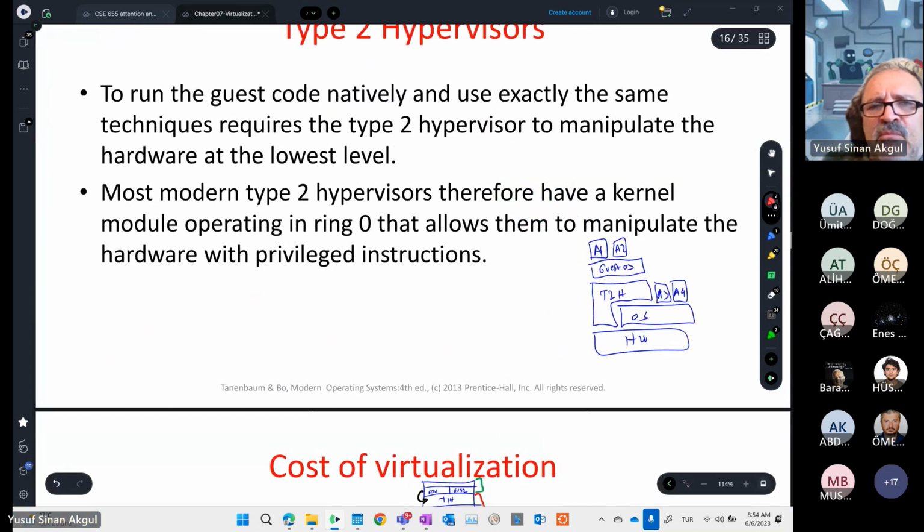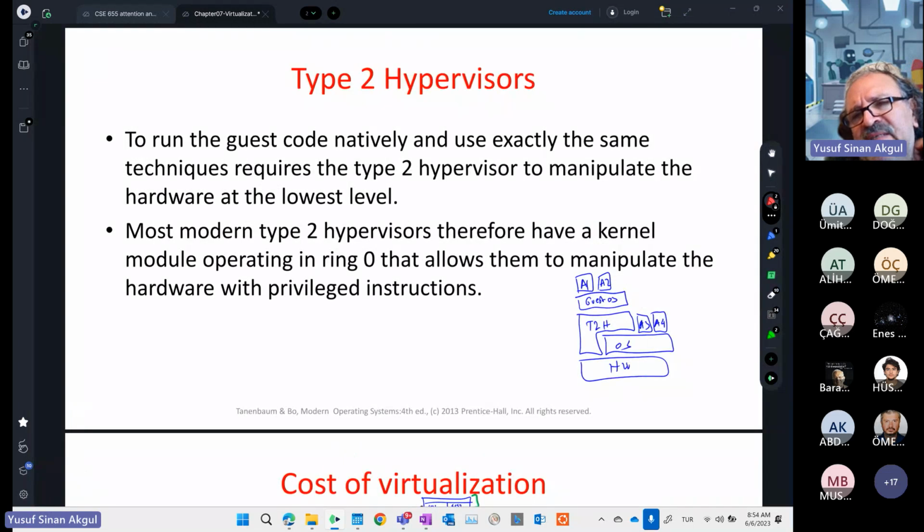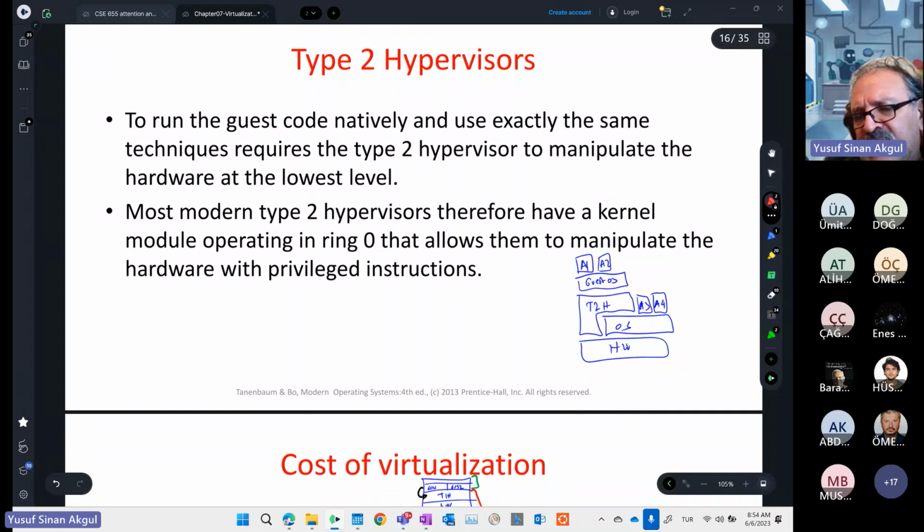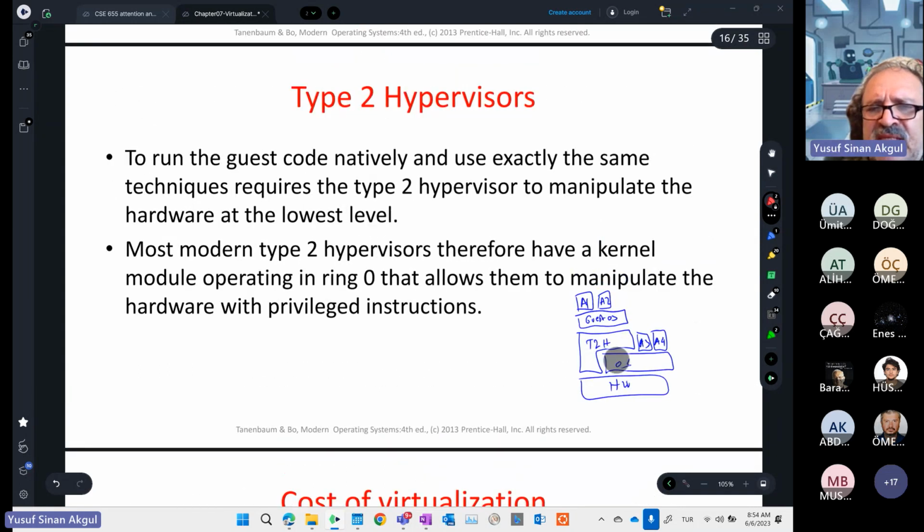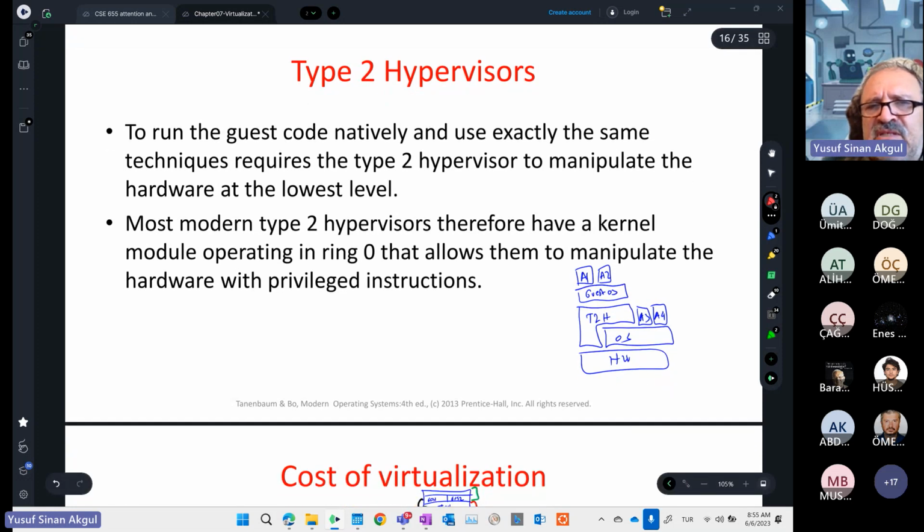That's why most of the time, Type 2 hypervisors are more complicated, because they have to know the details of the hardware and the details of the operating system. Sometimes it makes a system call, sometimes it directly accesses the hardware. Most modern Type 2 hypervisors have a kernel module operating at the lowest level. Okay, good. Any questions so far?